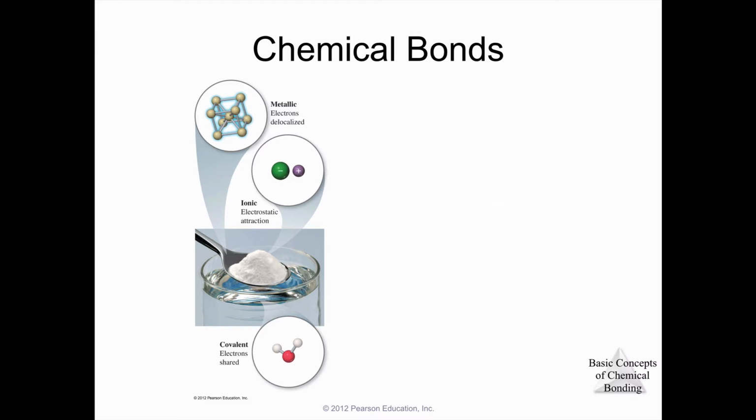Okay, so in this topic, we're going to talk about how atoms come together to form compounds and the different kinds of bonds that hold these compounds together. So there are three basic bonding schemes.